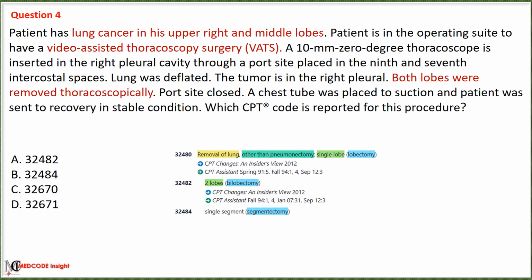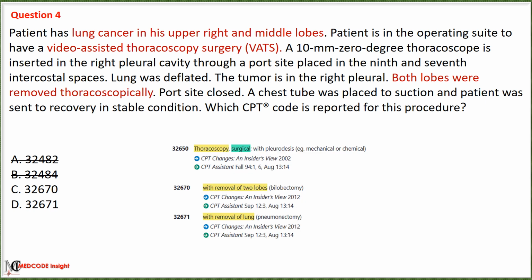In the given scenario, both upper right and middle lobes were removed thoracoscopically. We first eliminate options A and B as the codes are used for the removal of the lobes via an open approach. As we know, the right lung has three lobes, and since the procedure involves the removal of two lobes, not the entire lung, our correct option is option C with code 32670, which is used for thoracoscopy with the removal of two lobes.